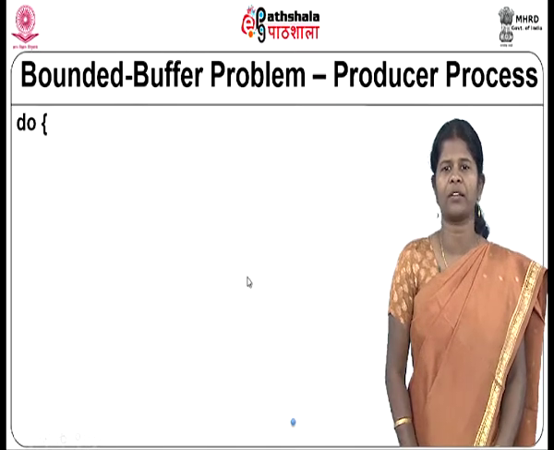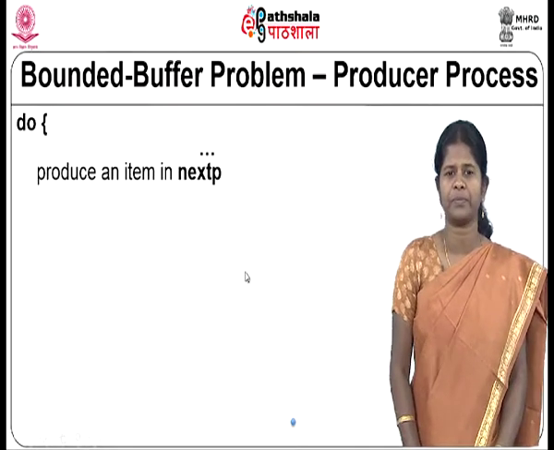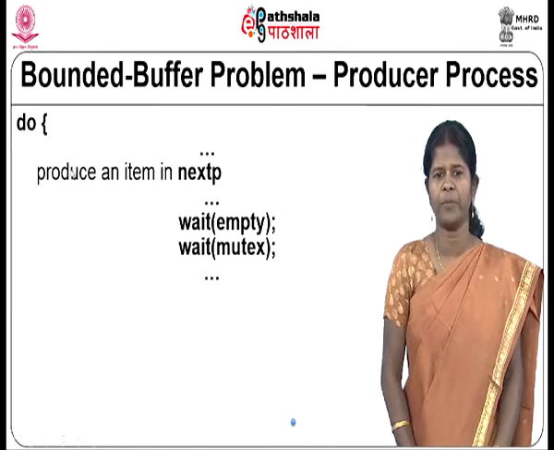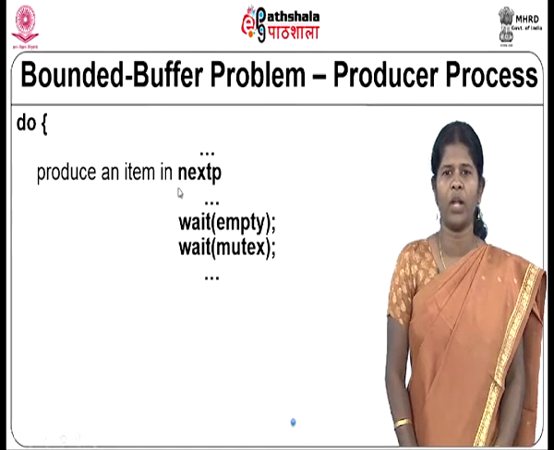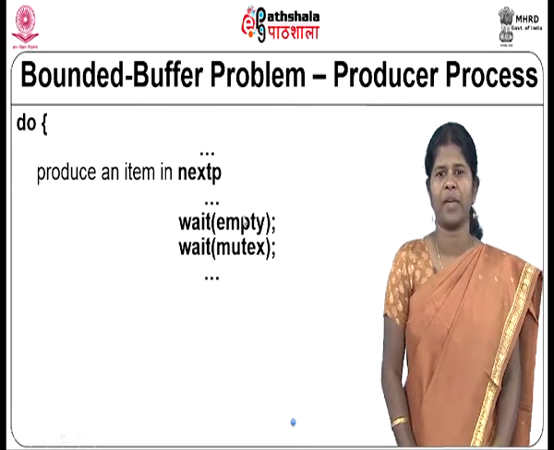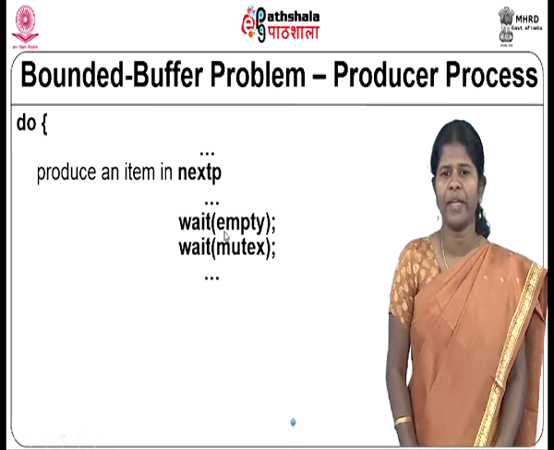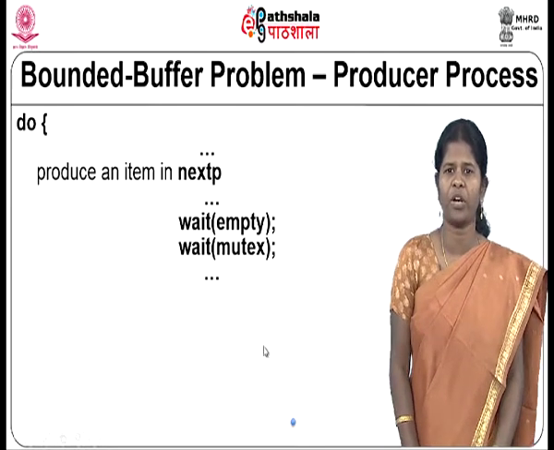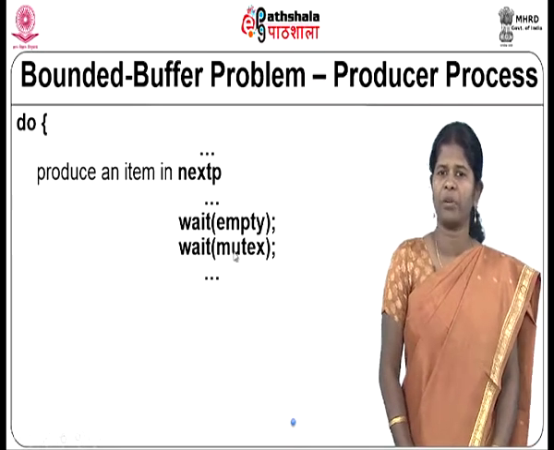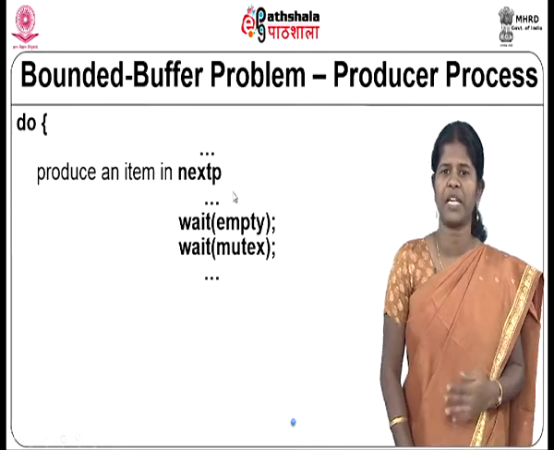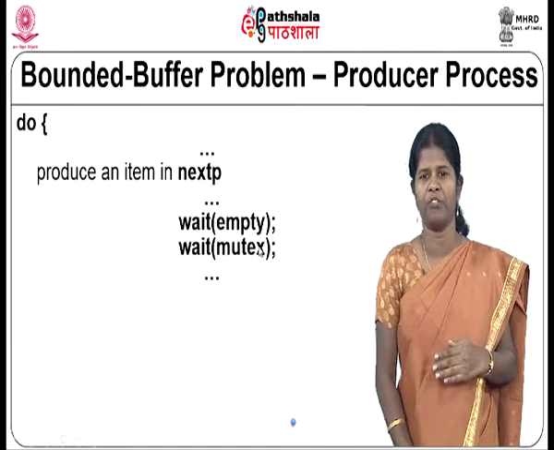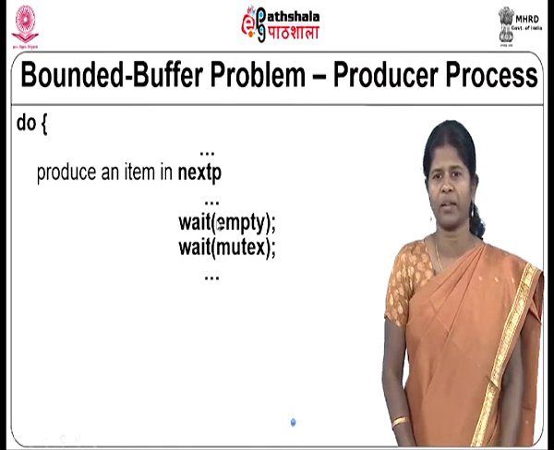Now we will see the algorithm for the producer process. The producer produces an item in a variable called next p. This next p is a variable local to the producer process, and then it waits on the empty semaphore. The empty semaphore is initially set to the number of empty buffers. All the buffers are empty, and hence empty is equal to n. So wait on empty will decrement its value, and the producer process can continue.